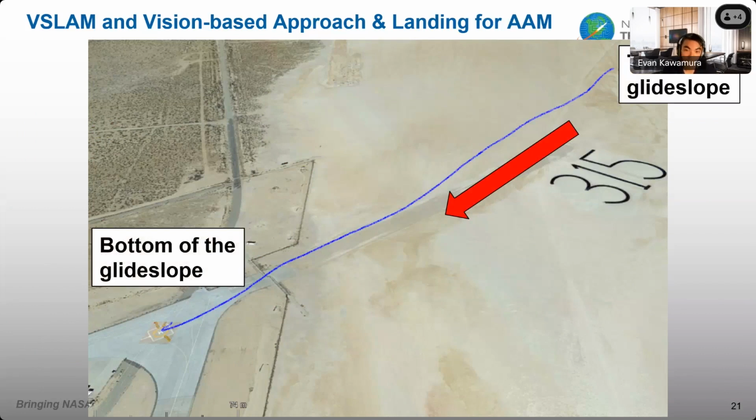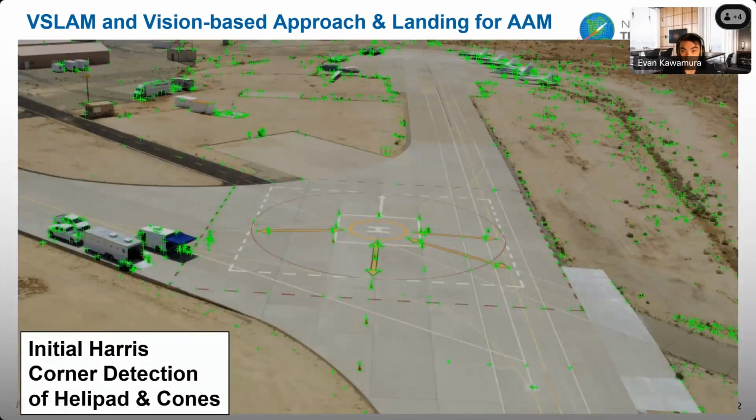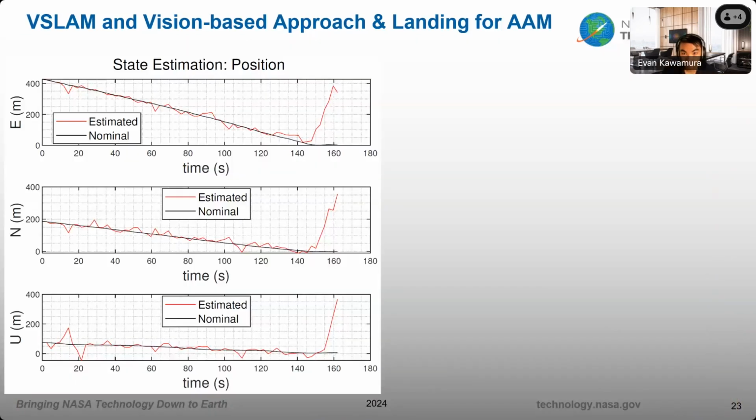Unfortunately, we don't have a glide slope controller, so we couldn't perfectly follow that suggested glide path angle of 9 degrees. Here's a picture of initial feature detection with Harris corner detection, and it shows a lot of the key features with less of the irrelevant detections. So we're able to see the helipad sharp corners and the cones. So this is a good method for us to use for our application.